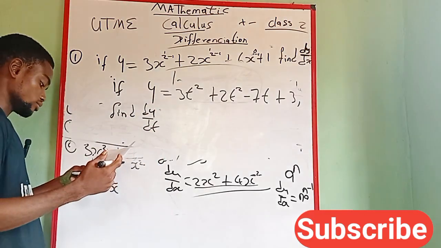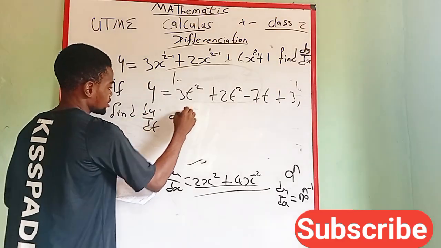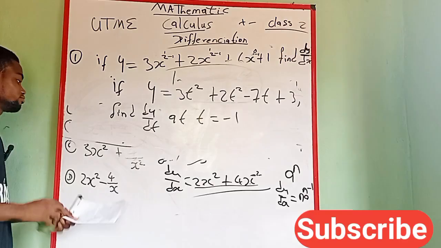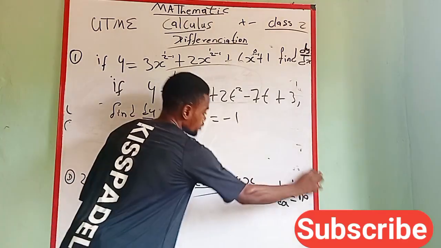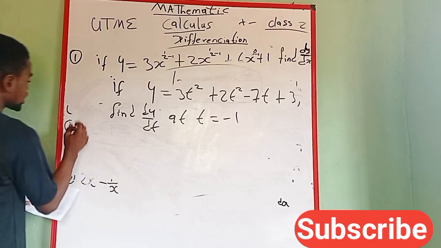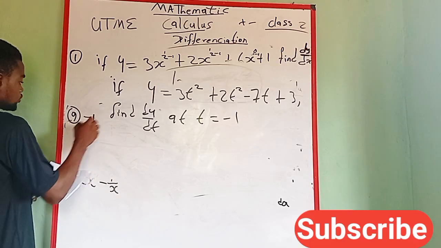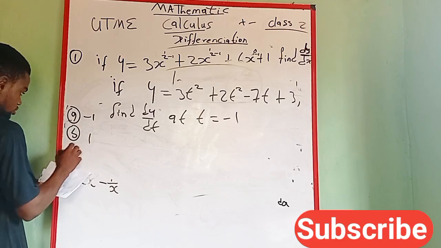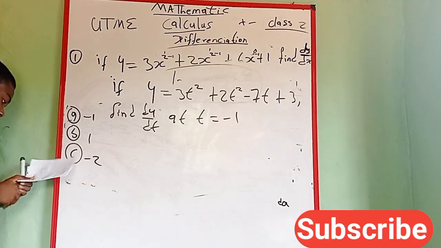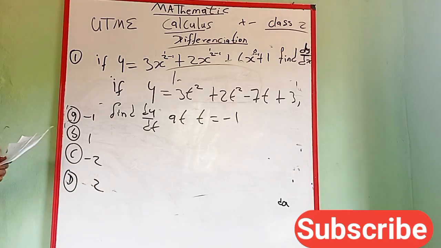That is with respect to what? T. They were given options. Okay, find the dy over dt at t equals to negative 1. This one is very simple. Very simple. At t equals to negative 1. So you are given option A. Is it negative 1? B, is it 1? C, is it negative 2? And then D, is it 2?